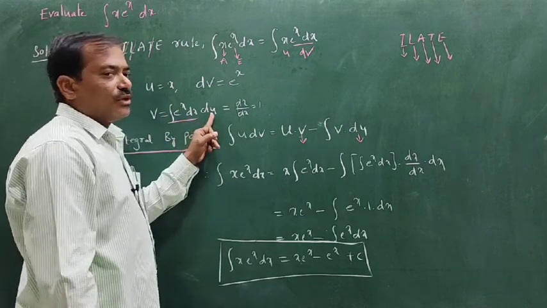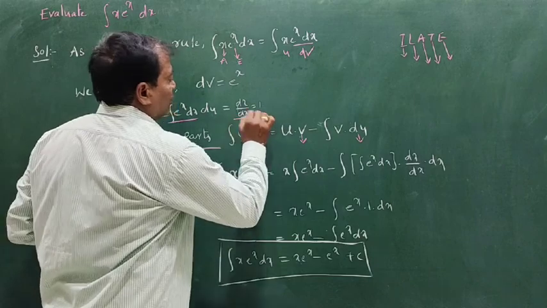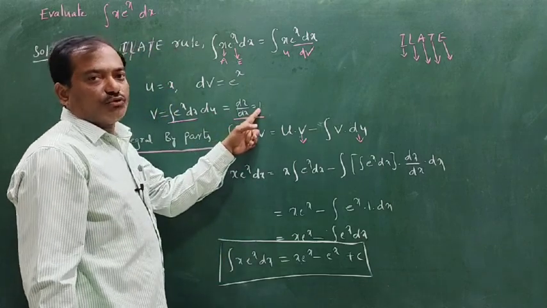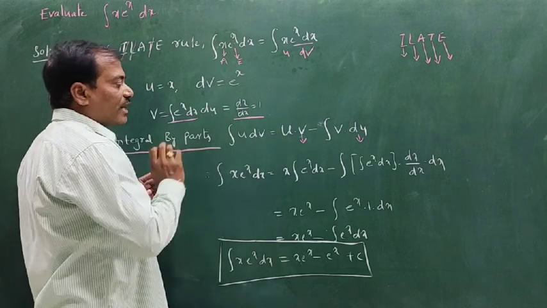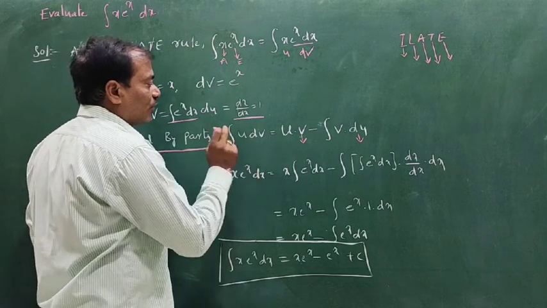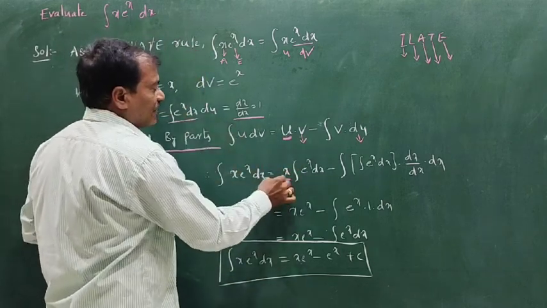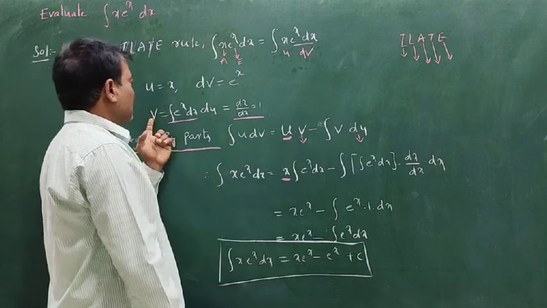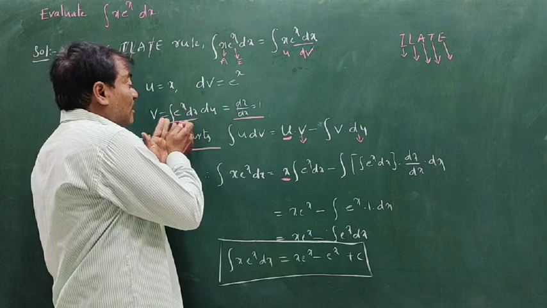And what is du? du is the differentiation of the first function, so dx by dx equals 1. Clear? Therefore in integration by parts, we have to substitute all these values. Integral x e power x dx equals, first we write u. What is u? u is x. And we have to write v. What is v? v is integral e power x dx, meaning the integration of the second function.